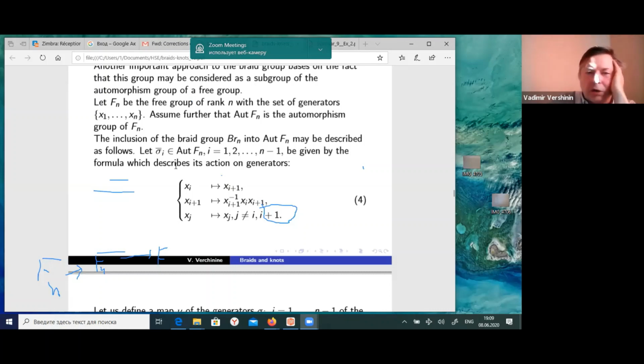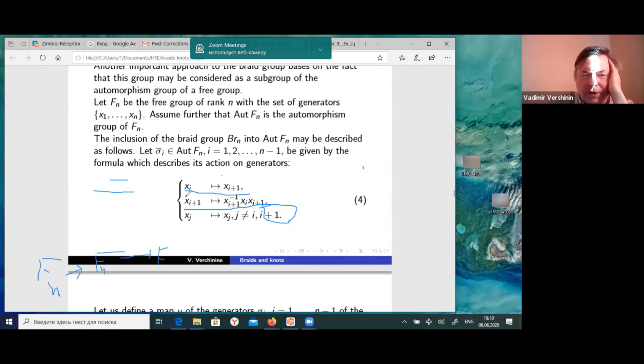So what are you doing? You consider the following map. xi goes to x_i+1, and x_i+1 in its turn goes to a little bit more complicated word: x_i+1 inverse, x_i, x_i+1. So it is the conjugation of x_i with the help of x_i+1.